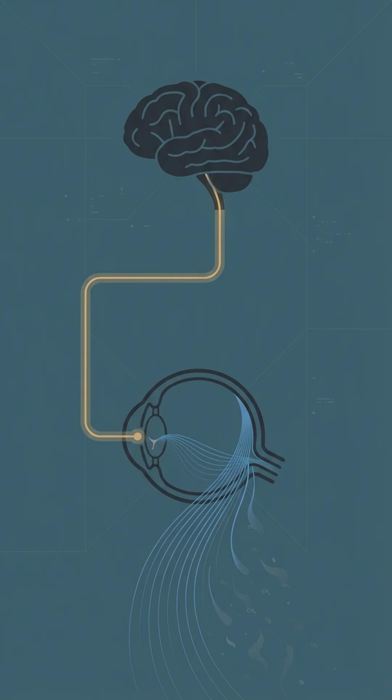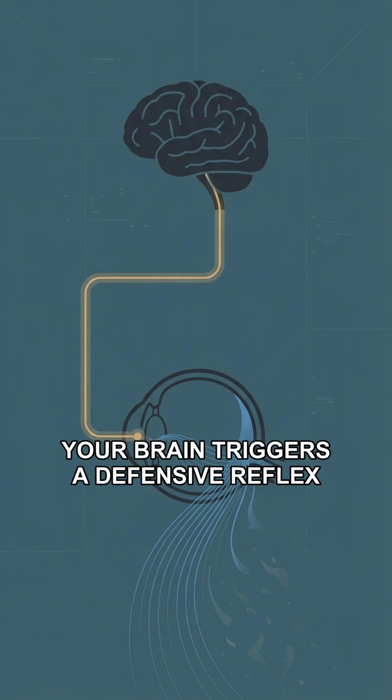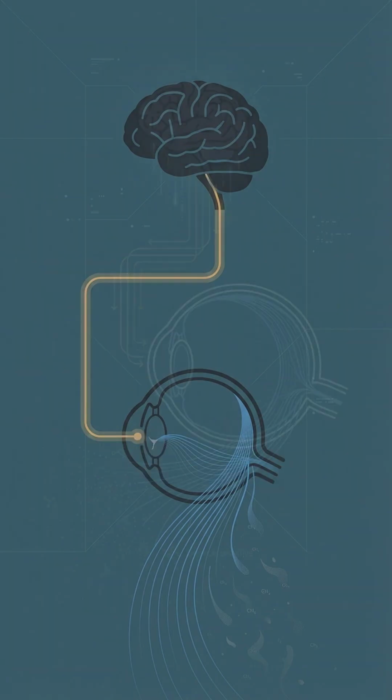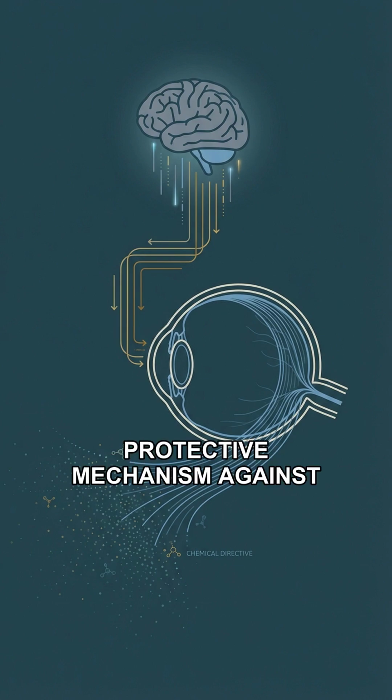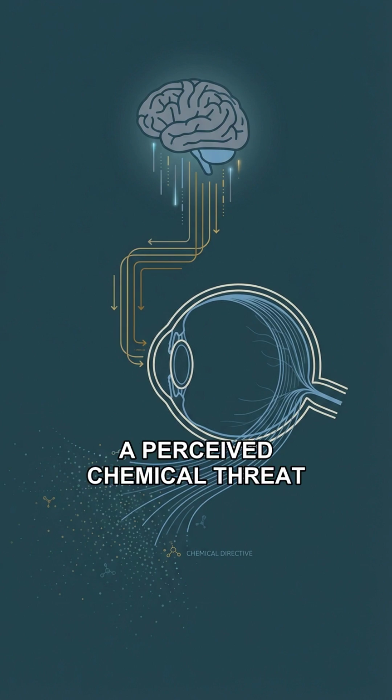Your brain triggers a defensive reflex, flushing the irritant with tears. The response is not emotional, but a precise, protective mechanism against a perceived chemical threat.